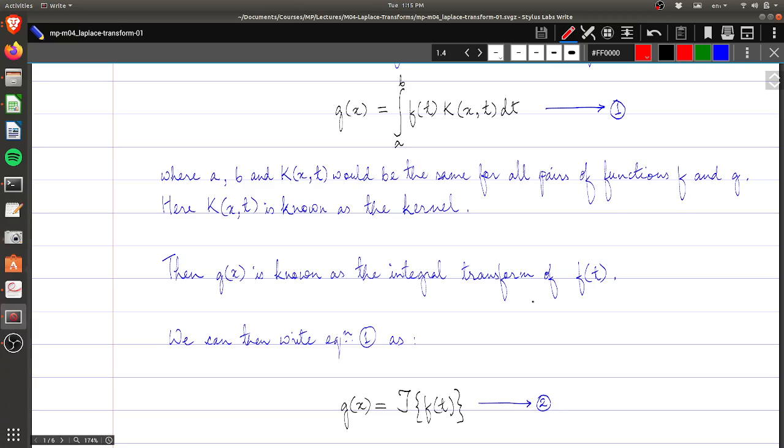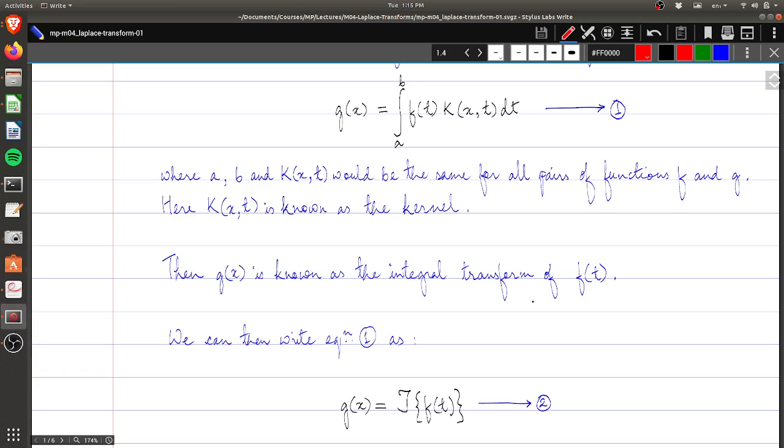Okay, so we can write this in a much more shortcut form, because you see a is known to us, b is known to us, and k is known to us. So why simply waste time writing this integral every time, right? Instead of doing that, we can write it in a shortcut way in this format. So we can just have some kind of a symbol.